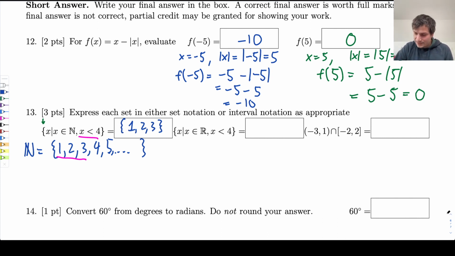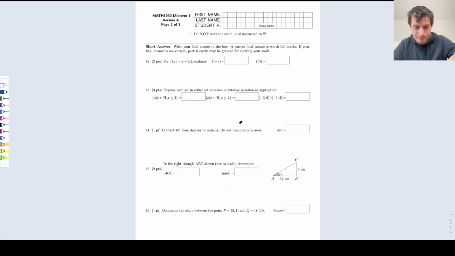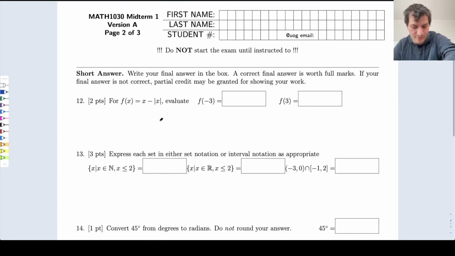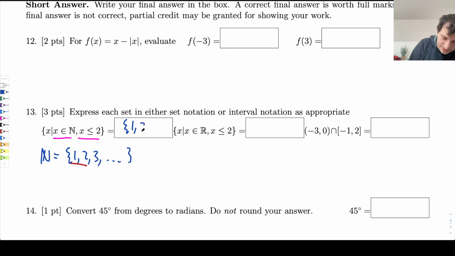In the other version of the exam, they had a very similar question. Same idea: give me all the natural numbers that are less than or equal to 2. So of the natural numbers, 1, 2, 3, ... which ones are less than or equal to 2? It's just 1 and 2. So this one was 1, 2.